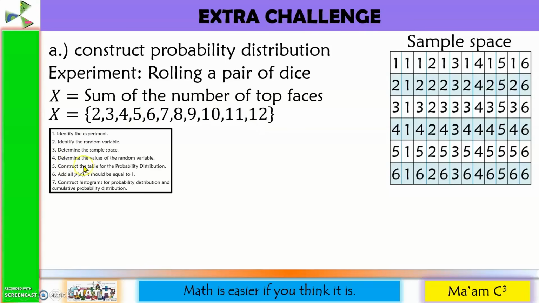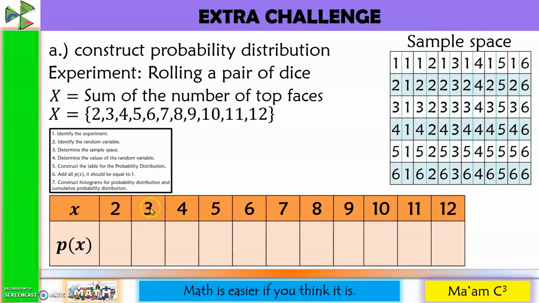Step 5, construct the table for the probability distribution. Let me do it this way. Here are the possible values of our random variable, the sum of the top faces. And in here, we are going to write its corresponding probabilities. Let's start with the first one. The sum is 2. That is only possible when both faces show 1. So only one possible way out of how many sample points do we have again? 36. So 1 out of 36.